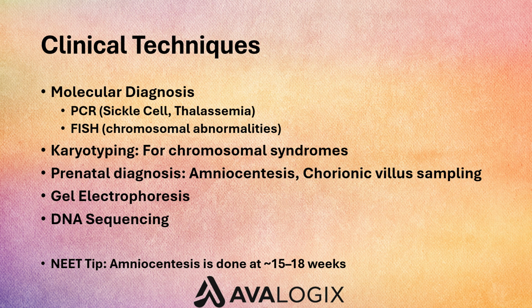Imagine you've got a bunch of DNA fragments of different sizes. Gel electrophoresis is how we separate them by running them through a gel using electricity. Smaller fragments move faster. Bigger ones lag behind. The pattern you get is called a DNA fingerprint. Uses? Forensics. Paternity tests. Checking the results of PCR.